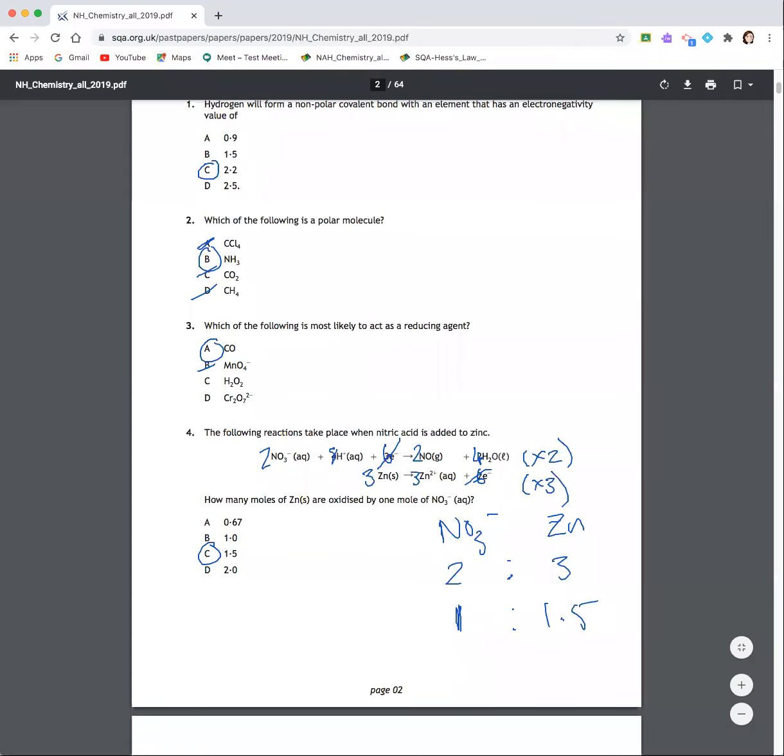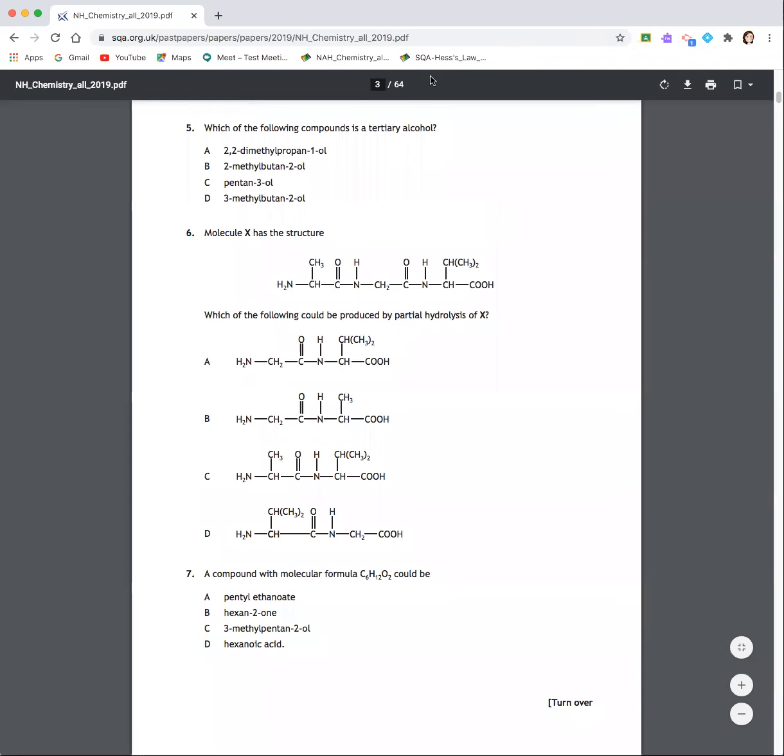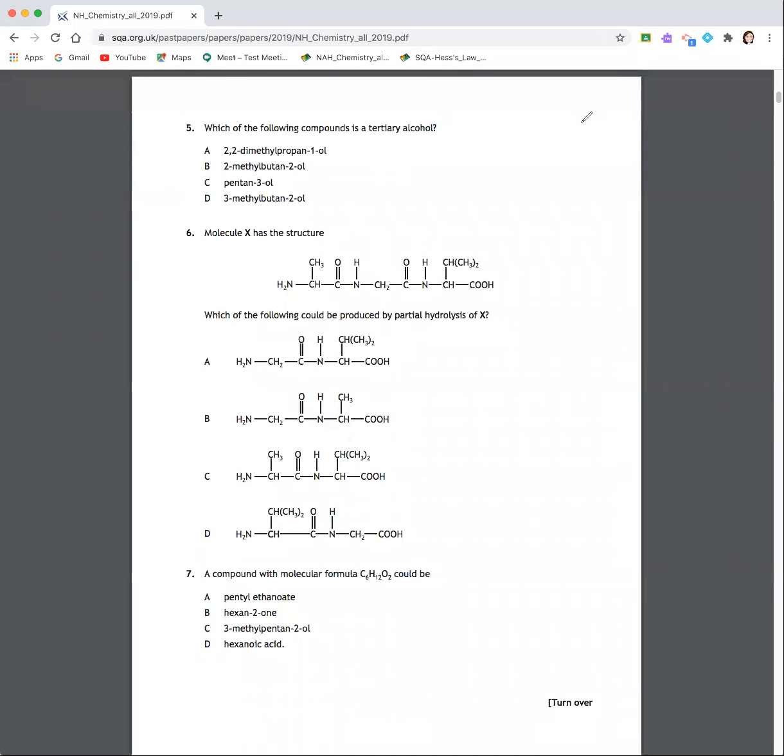Okay, next question. Clear off these drawings. Scroll down. So, question 5, which of the following is a tertiary alcohol? So you can draw these out if you want to, but there's quicker ways you can do it from the names. So a 1-ol is always a primary. Okay, so anything that's 1-ol will always be primary, so A is not the answer.